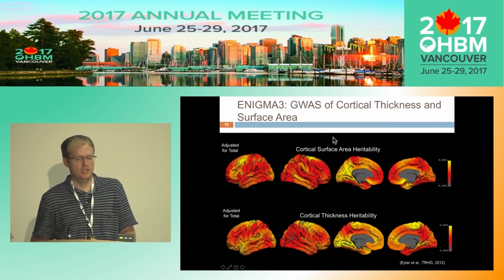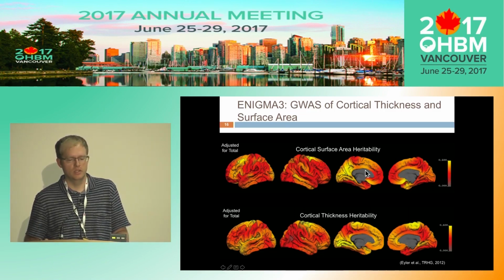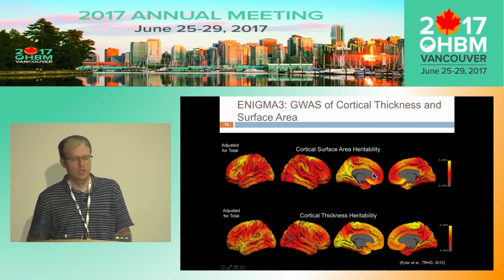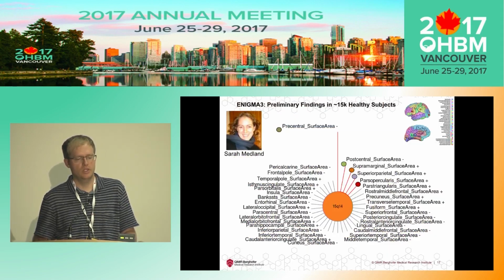It's maybe not a surprise that cortical surface area and cortical thickness are highly heritable. You can see here the regions in yellow are most heritable, and those in red are still at a level of 0.6 and above. So the brain in general is heritable, and these particular phenotypes are very heritable as well. And so that's basically what we chose to target in this new project.